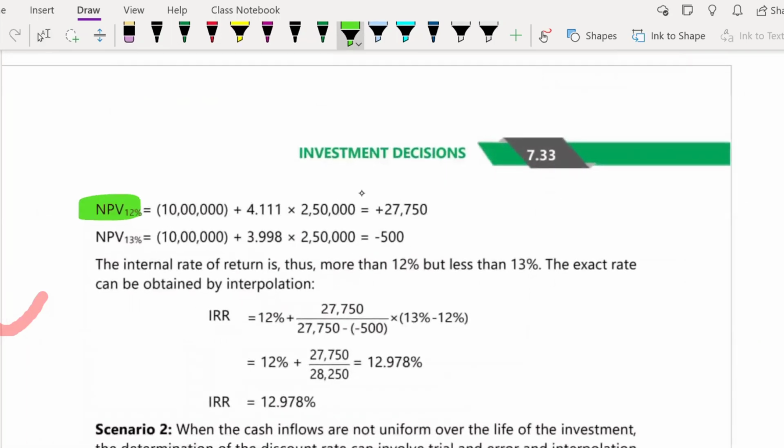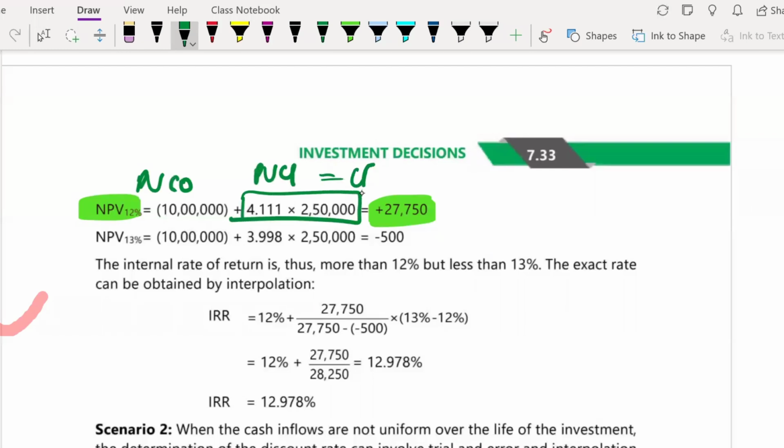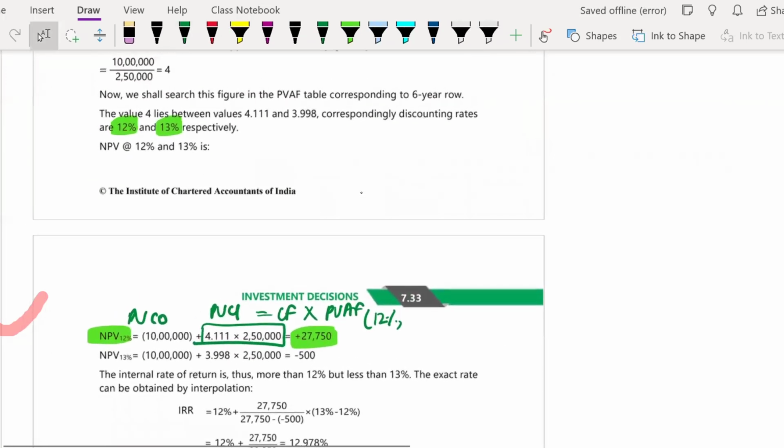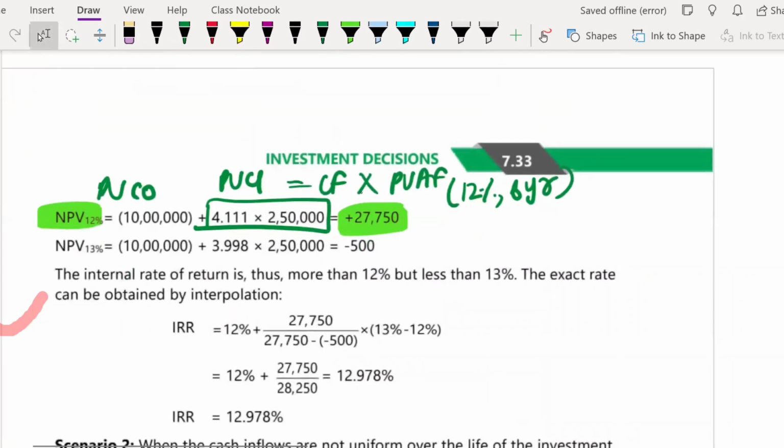At 12%, if you discount the cash inflows and find out your NPV, your NPV will be 27,750. How? 10 lakh is your cash outflow, present value of cash outflow. This is your present value of cash inflow. Present value of cash inflow is nothing but cash flow into your present value annuity factor of 12%, comma, 6 years. The same way they have taken the same thing for 13% also.